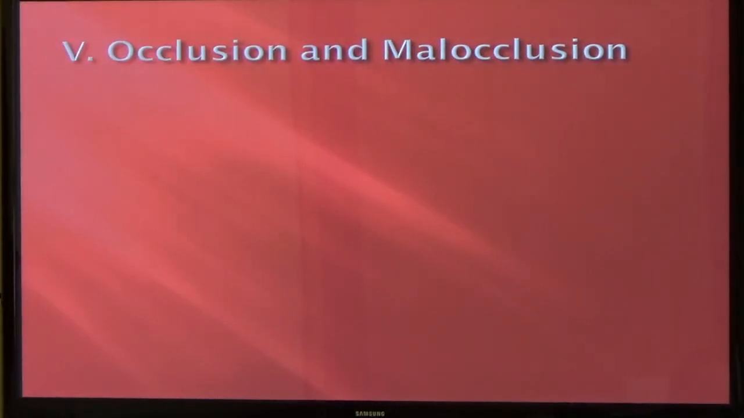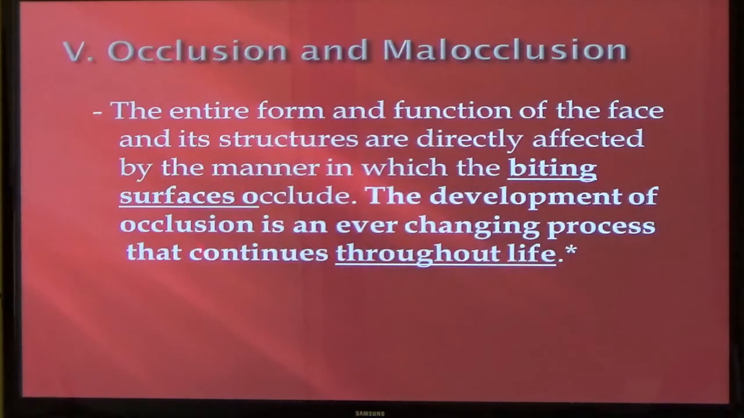Okay, so again, the orthodontist, this is what they correct or deal with: the occlusion, which is the bite. And if it's not the right occlusion, it's the malocclusion. Know that, that's on the test. Malocclusion. The entire form and function of the face and its structures are directly affected by the manner in which the biting surfaces occlude, or how they come together.